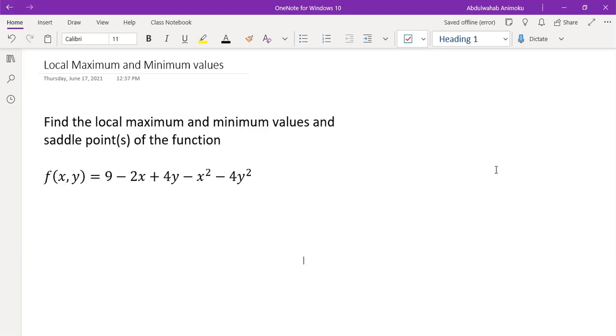And in today's video, we're going to look at a calculus problem which has to do with finding the local maximum and minimum values as well as saddle points of a function of two variables. So let's just get right into it.